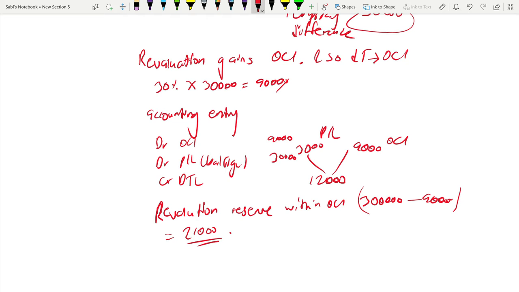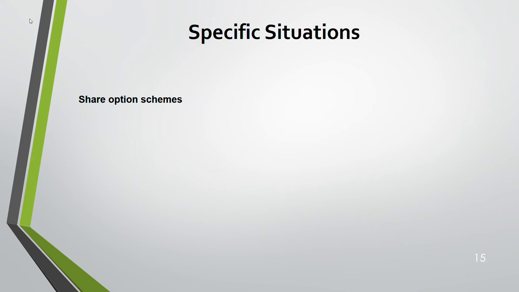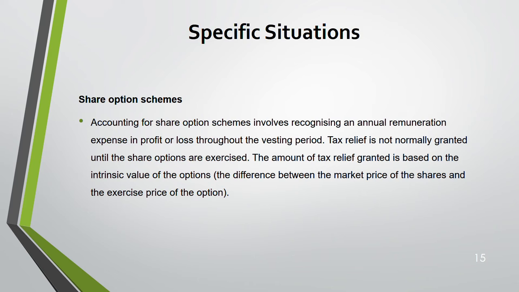Now we are going to the second specific situation. The second situation is a share option scheme, where you are giving share options to employees. How do you account for this? Here, you recognize an annual remuneration expense, because giving share options is part of remuneration, which is an expense for you. So in your P&L account, you record it as an expense.